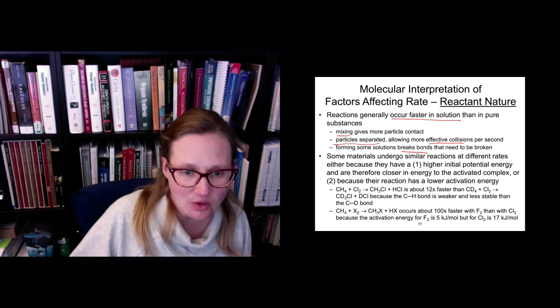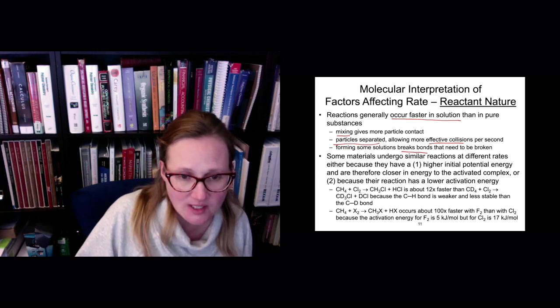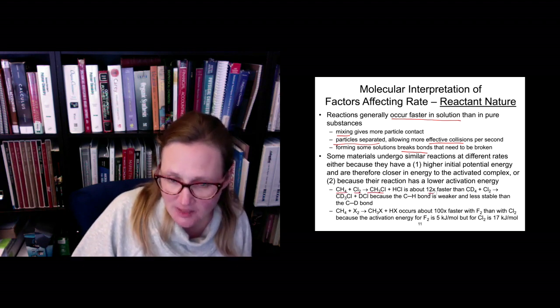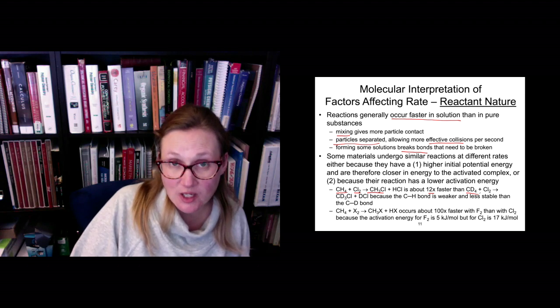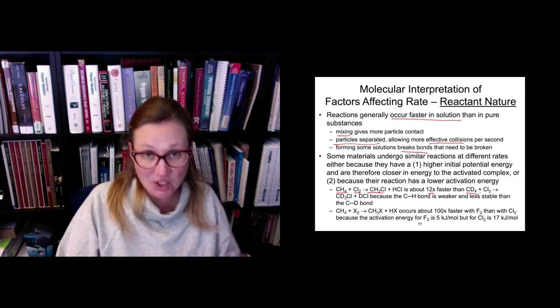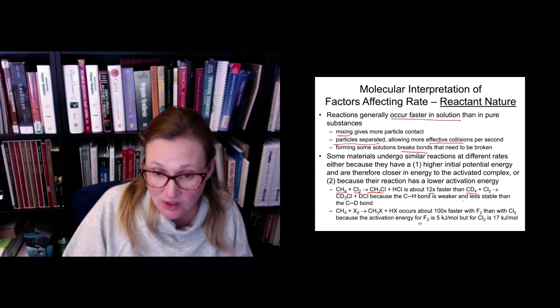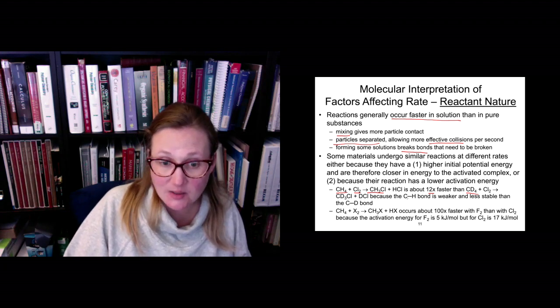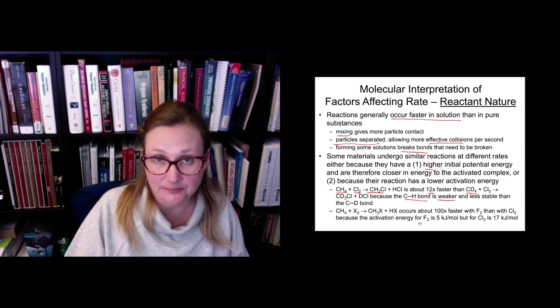Let's think about this. The reaction of methane and chlorine to form CH3Cl is 12 times faster than the deuterated form, CD4. Deuterated means a proton with one extra neutron, so it is an isotope of hydrogen. It's 12 times faster than the deuterated form, and the reason is that the C-H bond is weaker. This is an example of higher initial potential energy.